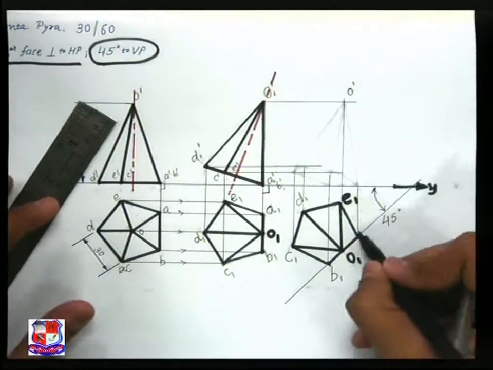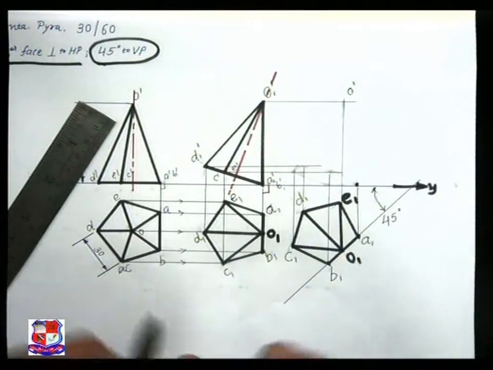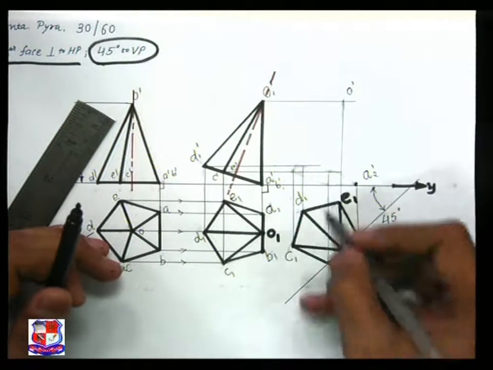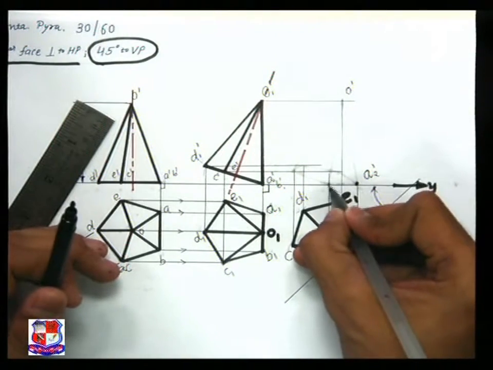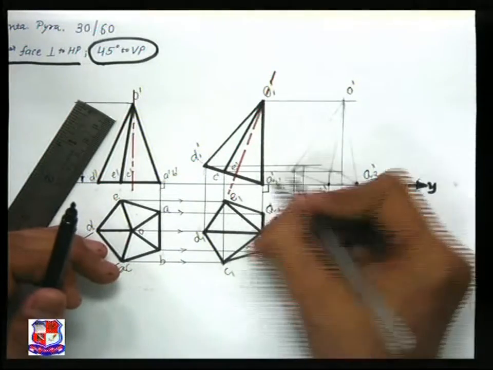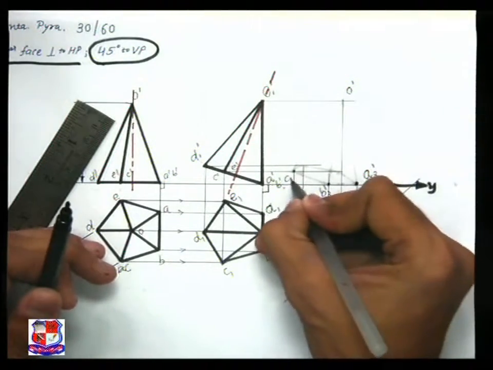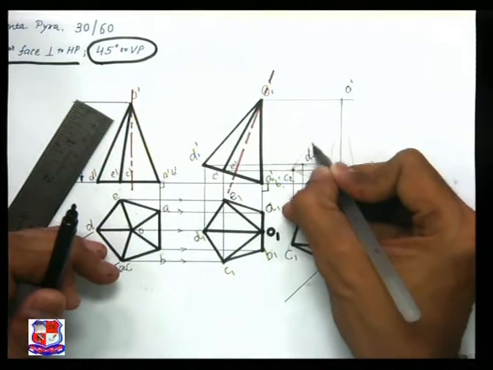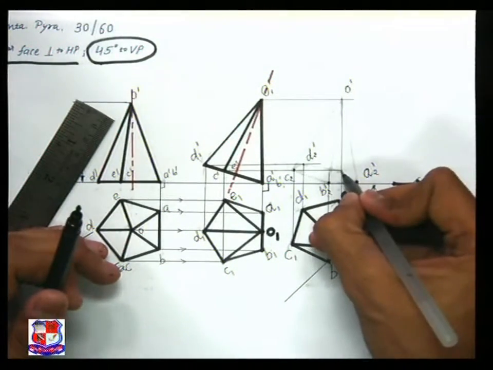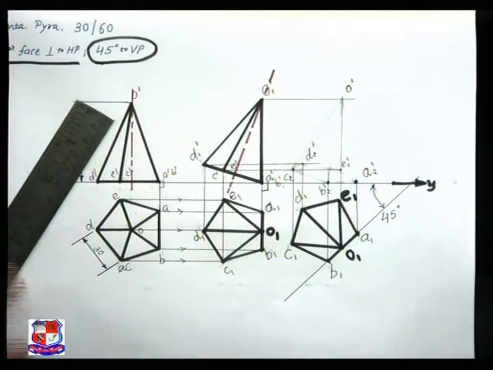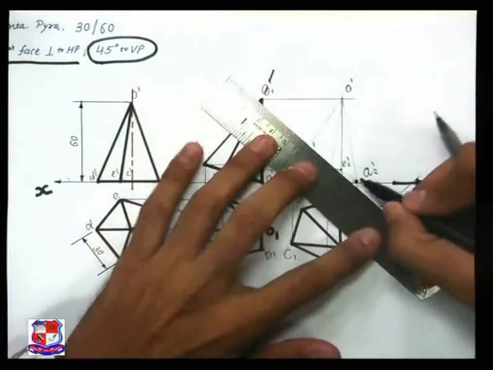So vertical line from point A, here would be point A2 dash. B is here, so here is point B2 dash. C is here, so here is point C2 dash. Point D is somewhere here, D2 dash, and point E is here, so somewhere here E2 dash. And join all these points with a straight line.